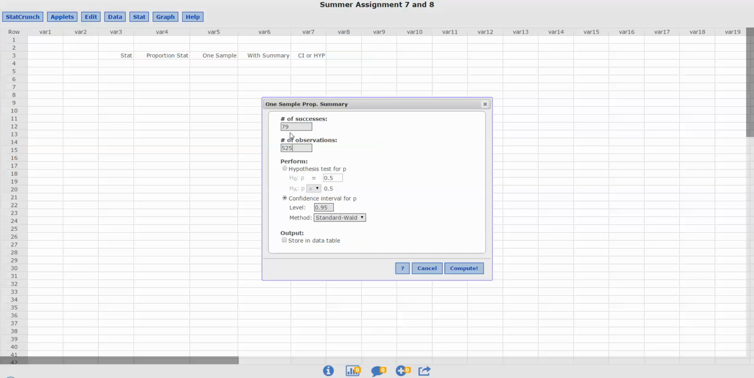And that's a proportion, but this would be our particular sample. We did this once. We saw 79 out of 525. If somebody else did it, they might get different numbers. If we did it tomorrow, we would get different numbers. But for today, in this one sample, this is what we got.